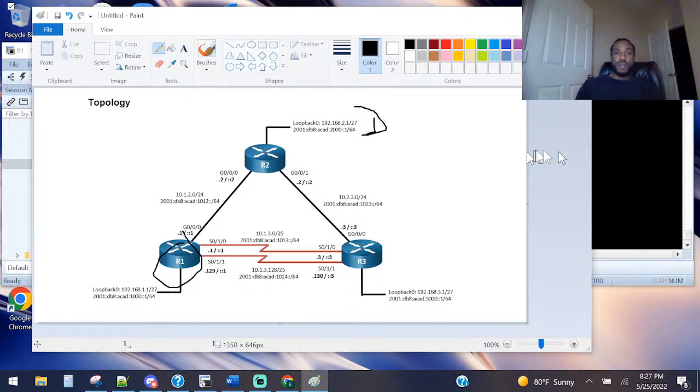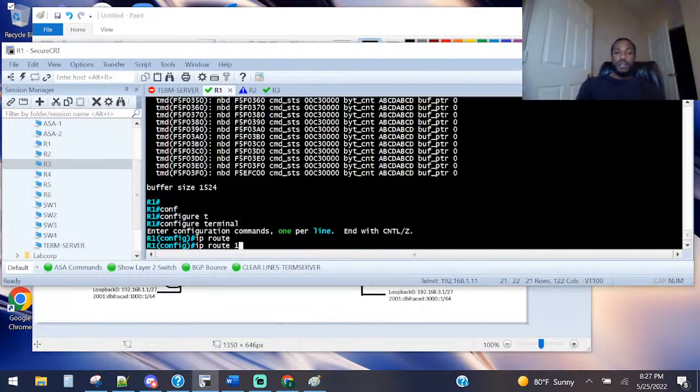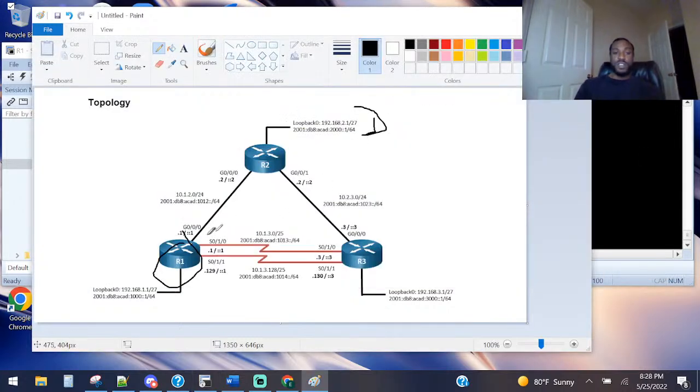It says to get to the 192.168.2.0 subnet mask /27, which is 255... well, we know /28 is 240, /27 is 224. 224. Then the next hop. Well, we're not doing the next hop. He says use the exiting interface. What's the exiting interface? Gig 0/0.